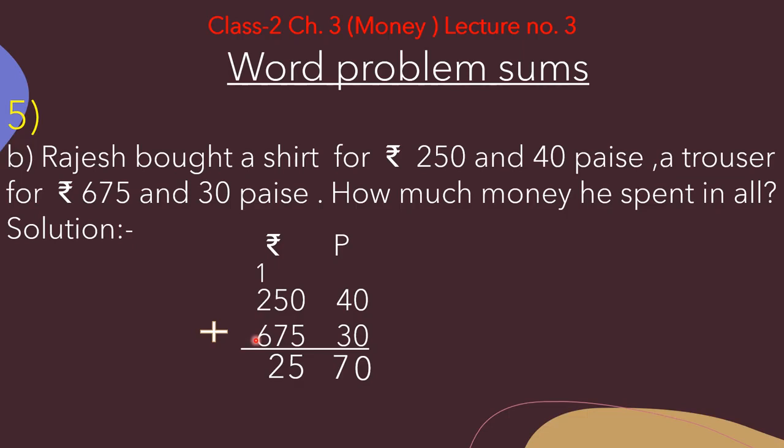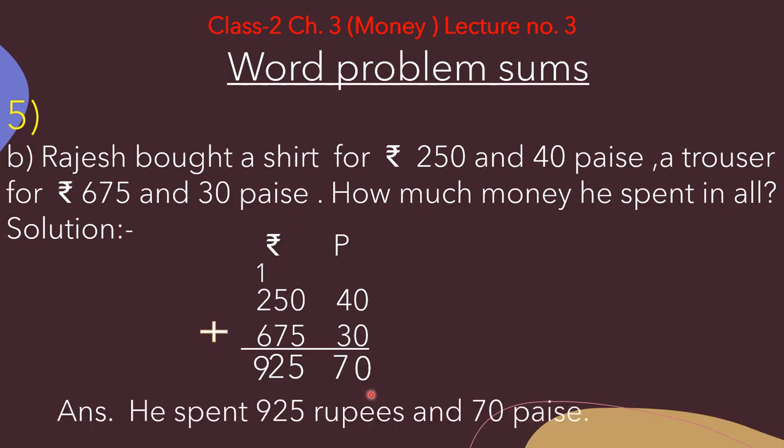4, 5, 6, 7, 8, 9. So here we will write 9. So what is the answer? That is 925 rupees 70 paise. So the money he spent is 925 rupees and 70 paise.